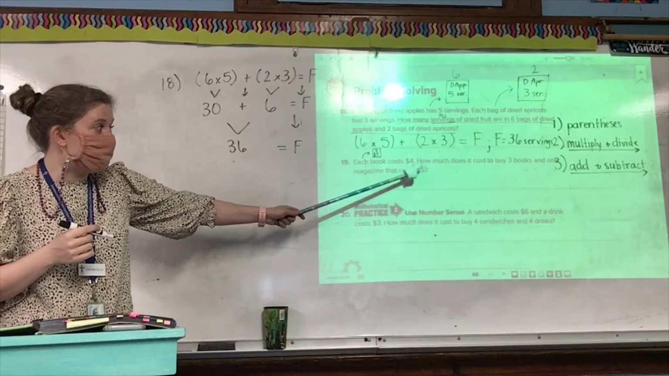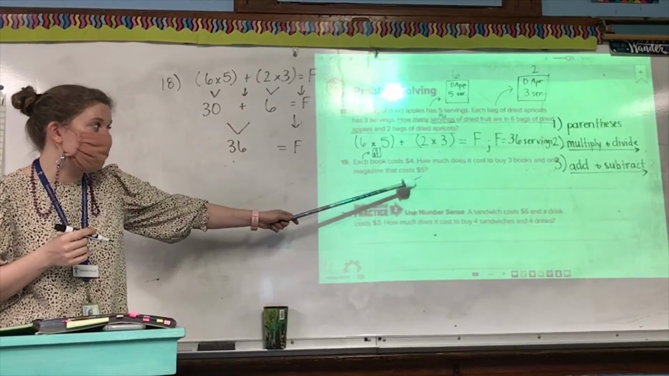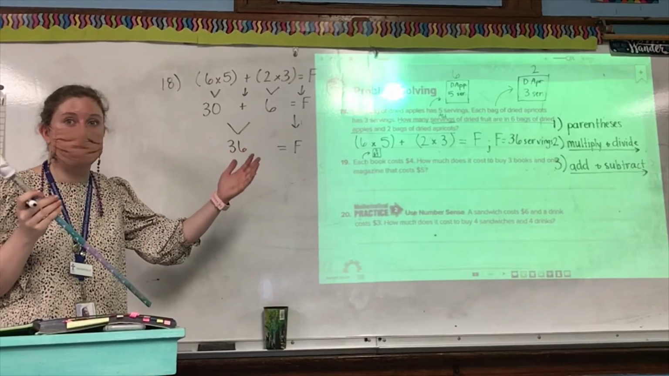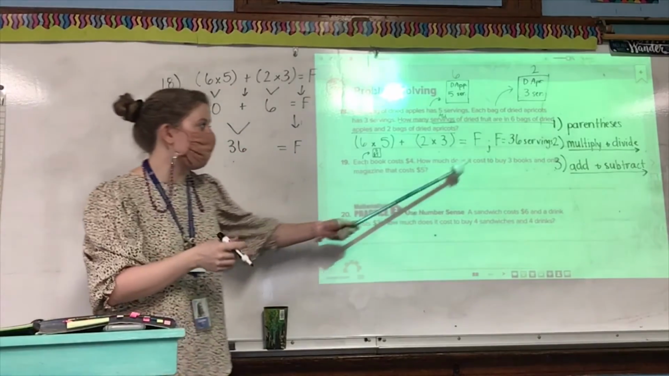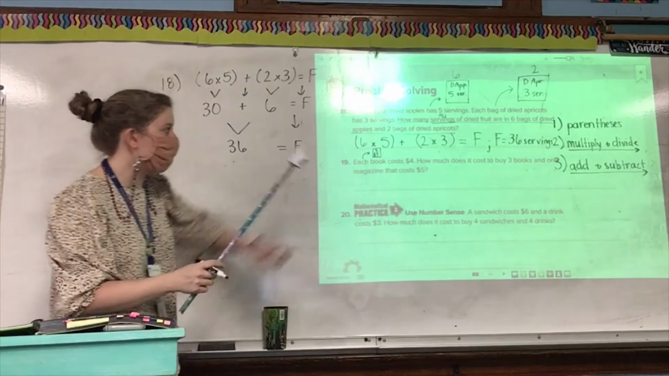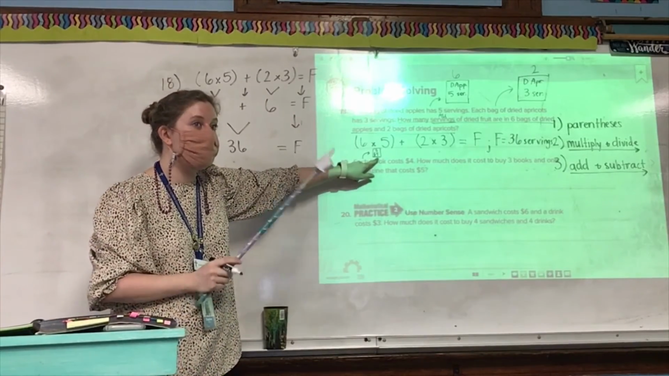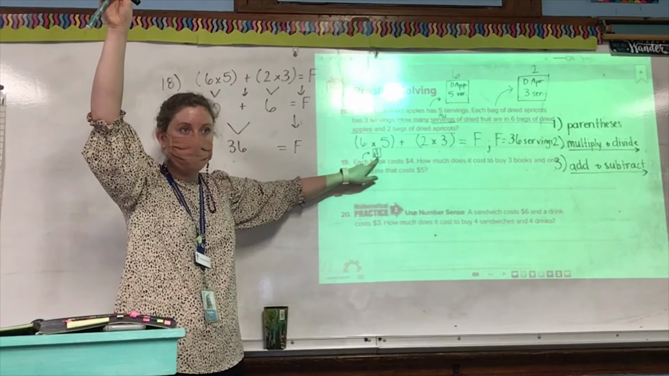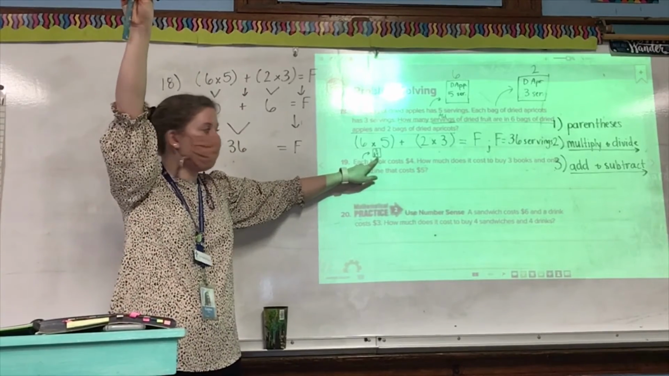Okay, how much does it cost to buy 3 books and 1 magazine that costs $5? Okay, I have 2 pieces of information. The first part tells me there's 3 books. So that means I have my book. Each one costs $4. How many am I buying?